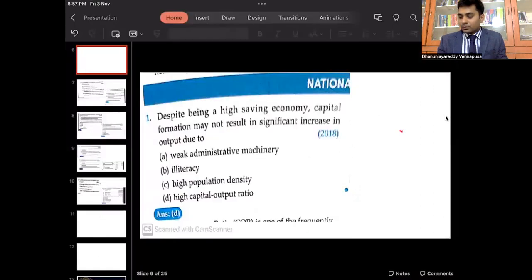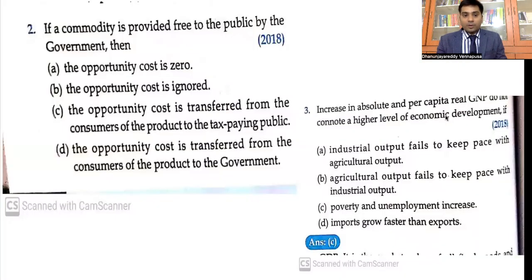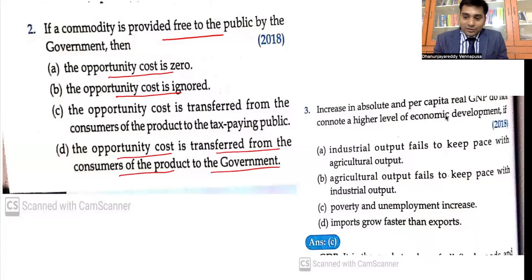Now, if a commodity is provided for free to the public by the government, then what happens? What happens when commodities are provided freely by the government? Opportunity cost is zero. Opportunity cost is ignored. Opportunity cost is transferred from the consumers of the product to the tax-paying public. Opportunity cost is transferred from the consumers of the product to the government. So the following statement is correct.